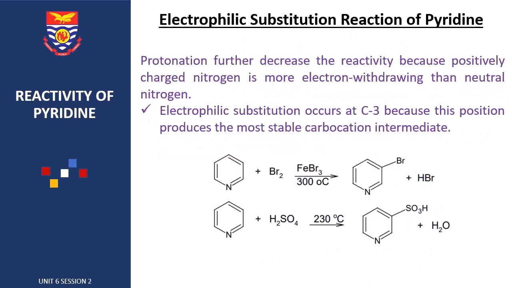Now, this is also a typical reaction of pyridine. This is bromination of pyridine, and you realize that the bromine group is attached to carbon number 3. And this is a sulfonation reaction, and the sulfonic acid group is attached to carbon number 3.